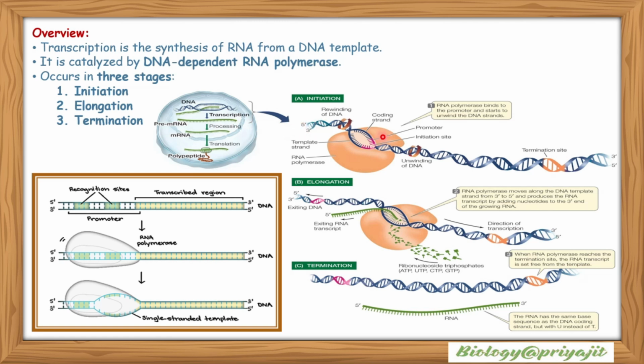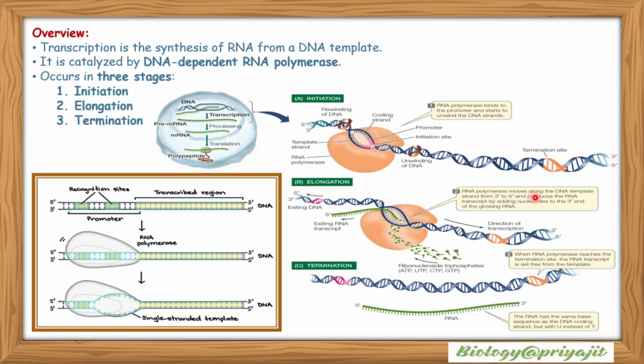Initiation involves the RNA polymerase binding to the promoter sequence of the double-stranded DNA and starting to unwind the DNA strand. So what is the promoter sequence? Promoter sequence is the sequence of a DNA molecule where the RNA polymerase can bind to initiate the process of transcription. So this is the fundamental of initiation and elongation.